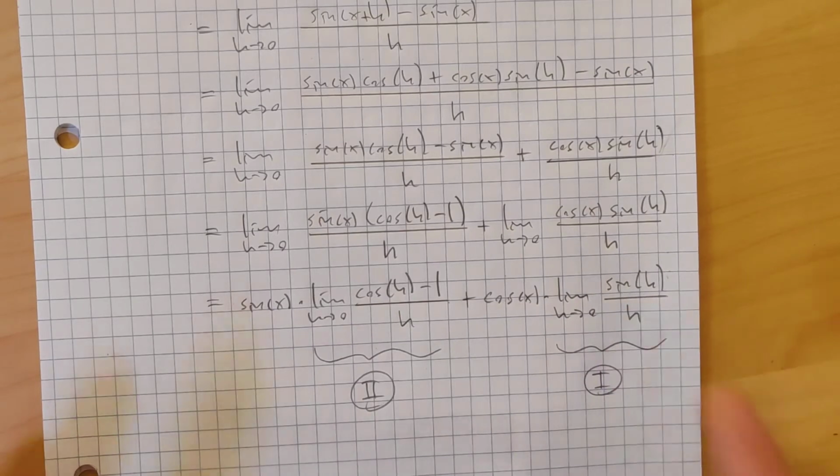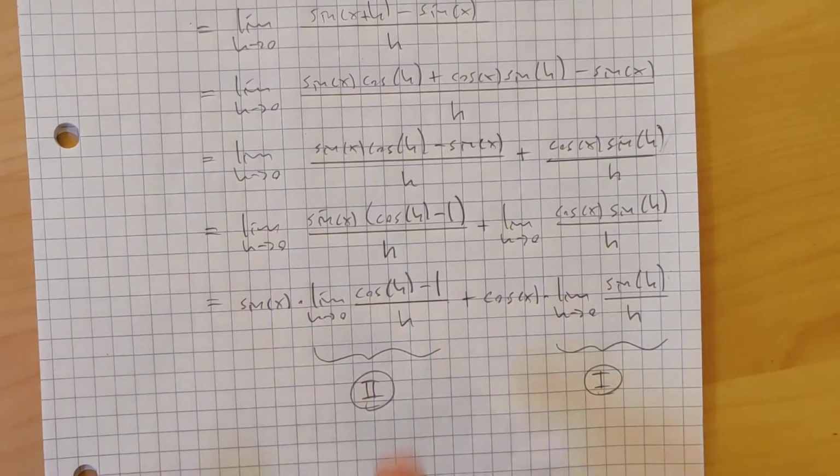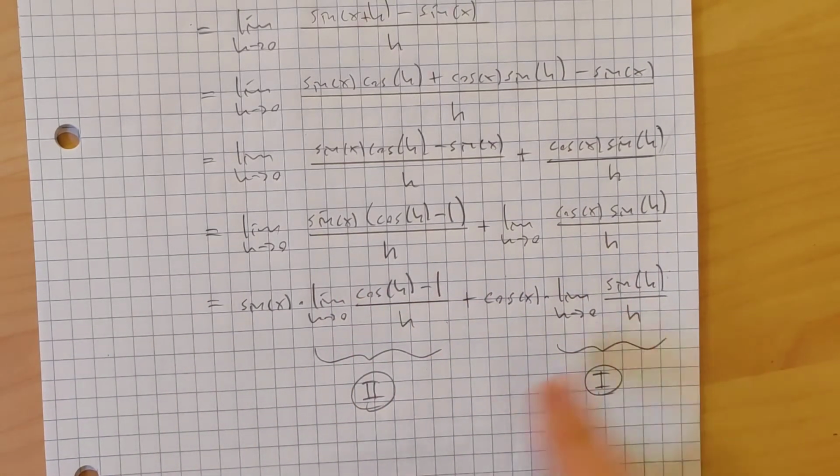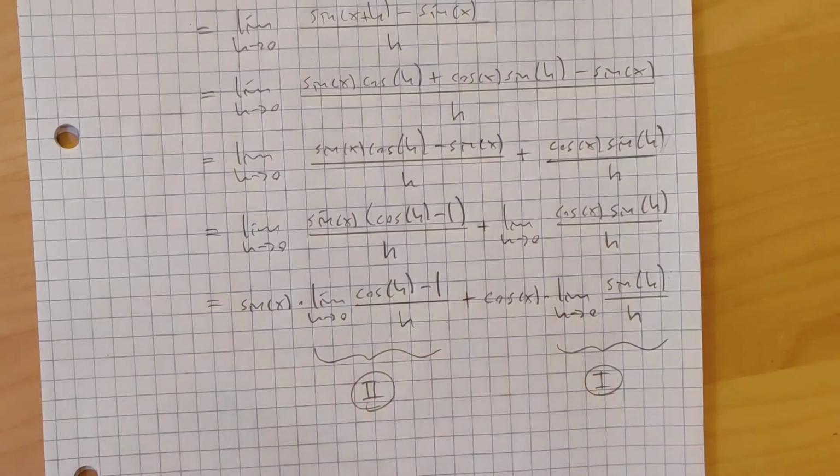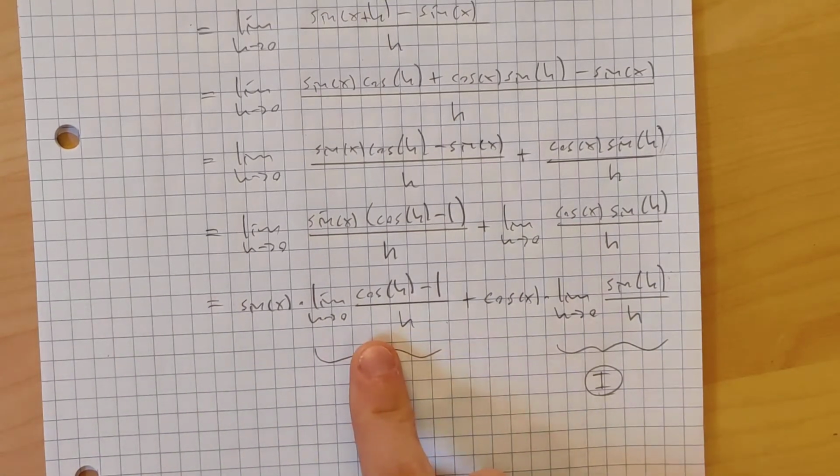Notice that neither of these has any x's in it. It's just a limit as h approaches 0 of some function of h. So when you evaluate this limit, you're just going to get a number, if it exists. It might not exist, but if it exists, it's just going to give you a number.